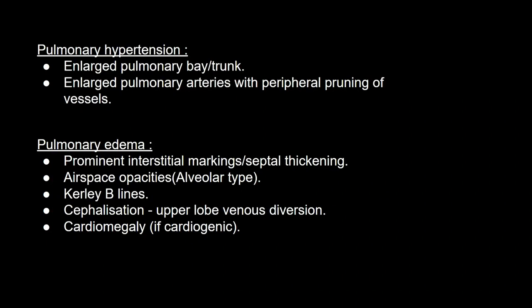Coming to the findings of pulmonary edema: prominent interstitial markings or septal thickening in interstitial type, airspace opacity seen in alveolar type, curly B lines, cephalization that is upper lobe venous diversion, and cardiomegaly if cardiogenic cause is seen.